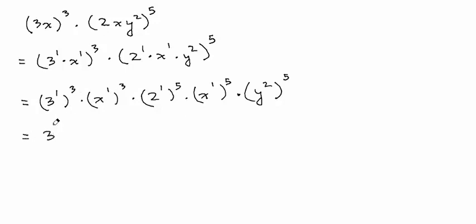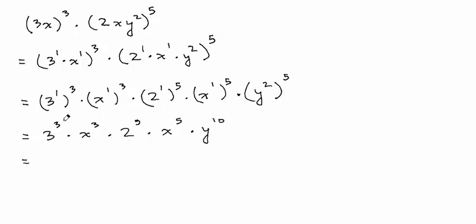So this is going to be 3 raised to the 1 times 3, which is 3, times x raised to the 1 times 3, which is 3, times 2 raised to the 1 times 5, which is 5, times x raised to the 1 times 5, which is 5, and finally y raised to the 2 times 5, which is 10.